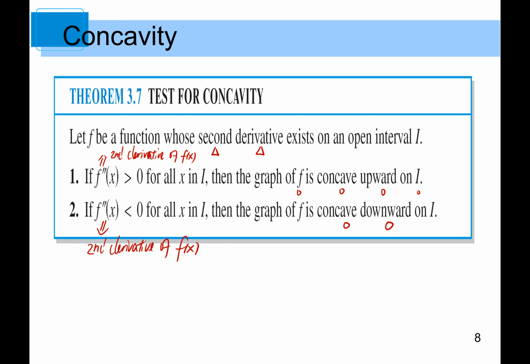So the second derivative is the key thing. The second derivative is needed for the test of concavity.